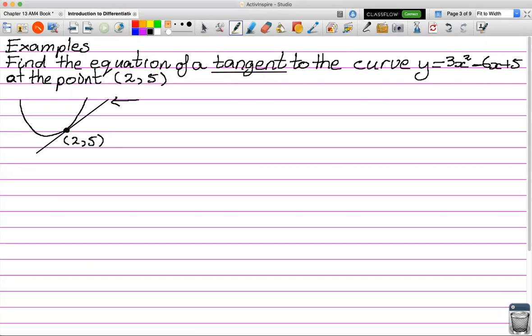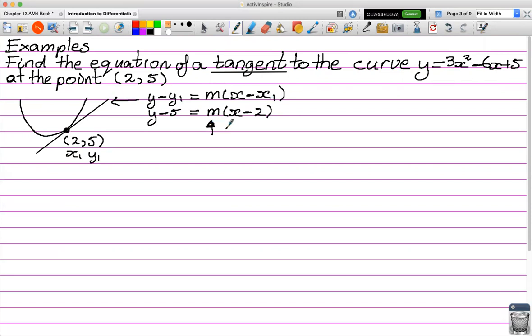Now a tangent is a straight line. And we know that the equation of a straight line is y minus y1 is equal to m on x minus x1, which is a formula from the junior cycle. We also know that the point is 2, 5. So we can advance this formula one line on. Y minus 5 is equal to m on x minus 2. Now the thing is, we need to work out the value of m.